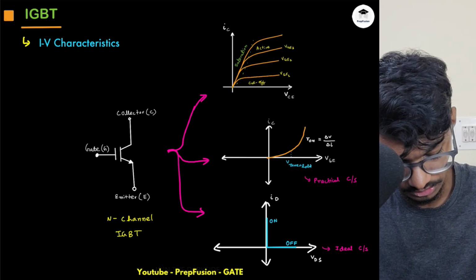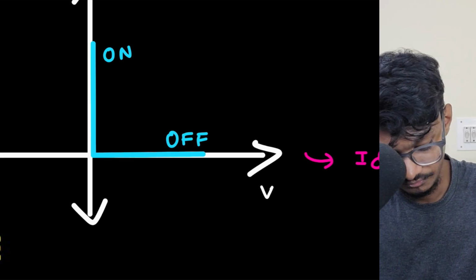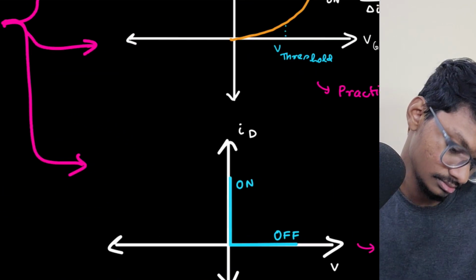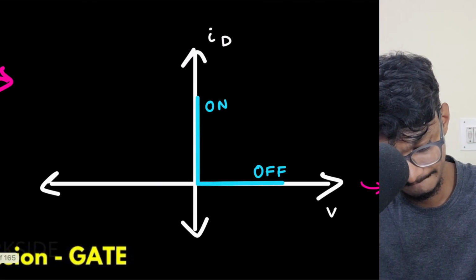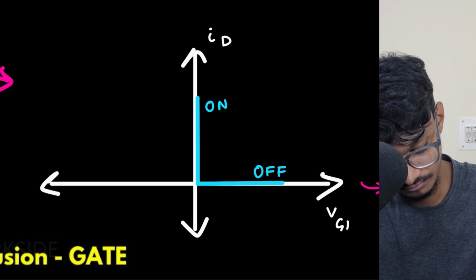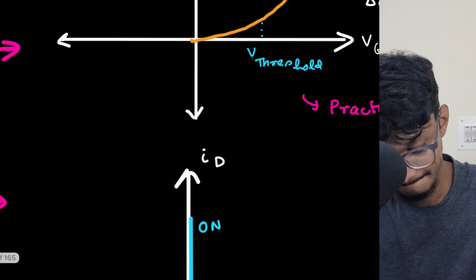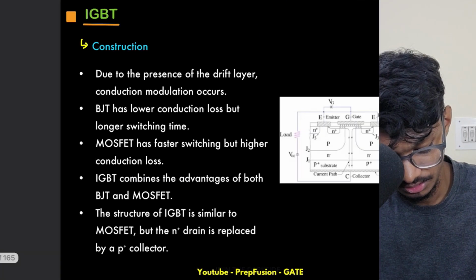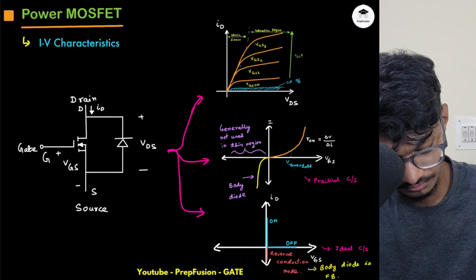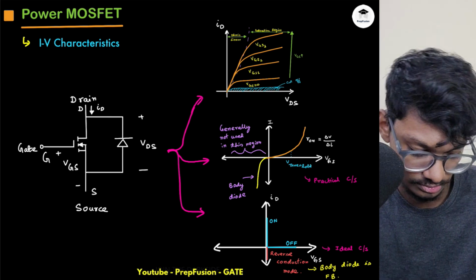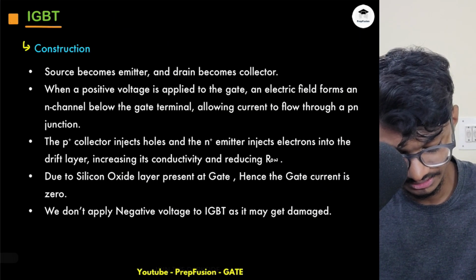This is VGE. This is IC. And this will also be VGE, I believe. Yeah, this is VGS anyway, so it's fine. So that is the VI characteristics of the IGBT.